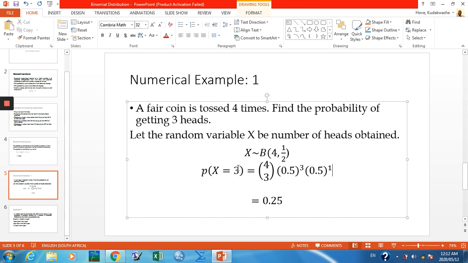Our r is equal to 3. So we are saying out of 4 trials, we are going to choose 3. Half is the probability of getting a head, to the power 3, and 0.5 to the power 1. We are using the binomial probability distribution formula, and when you punch this into a calculator, we get this answer.